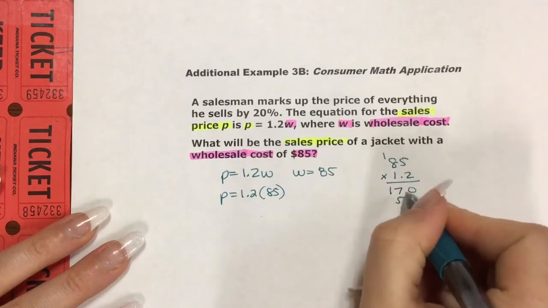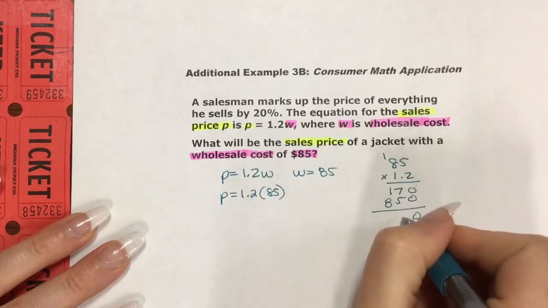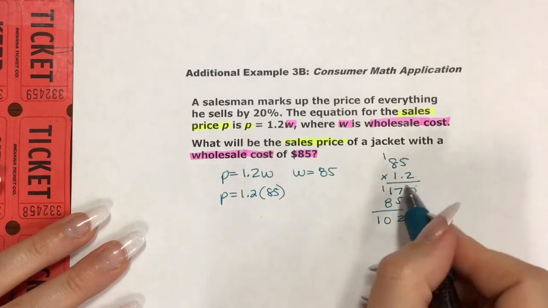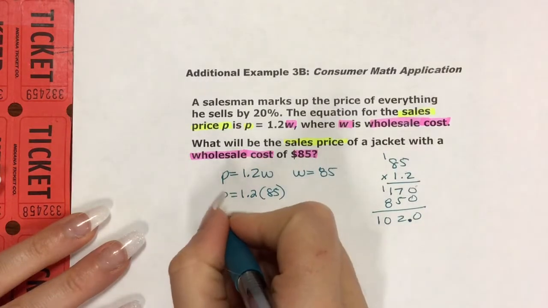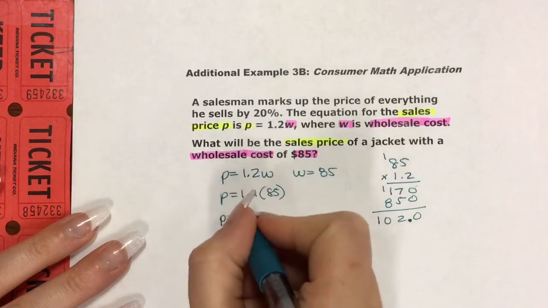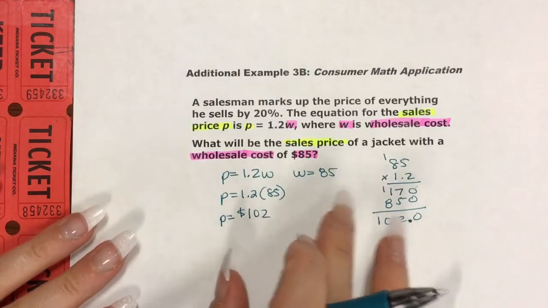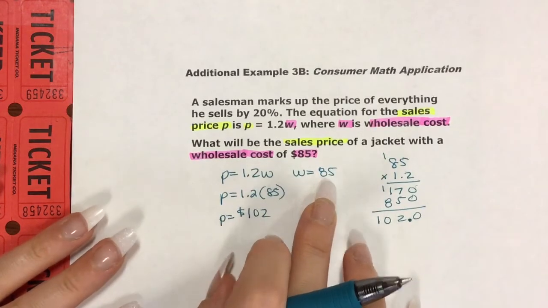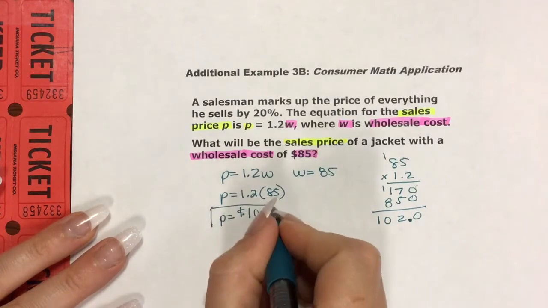And then 5, and then 8. And then we add down, which is that. And then there's one decimal place, so we move it over one place there. And we get that the sales price is going to be $102. So what that means is if they buy it wholesale at $85, you're going to mark it up 20%, and the sales price is going to be $102.